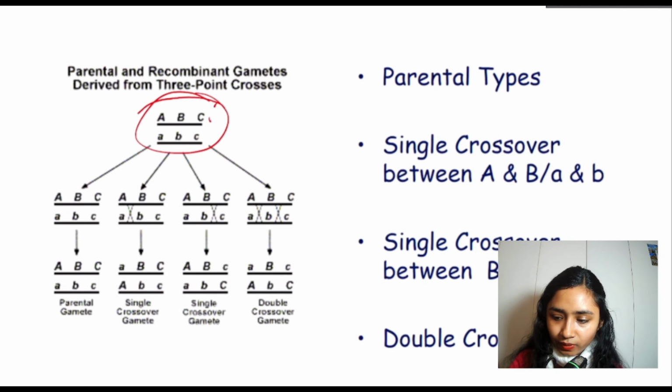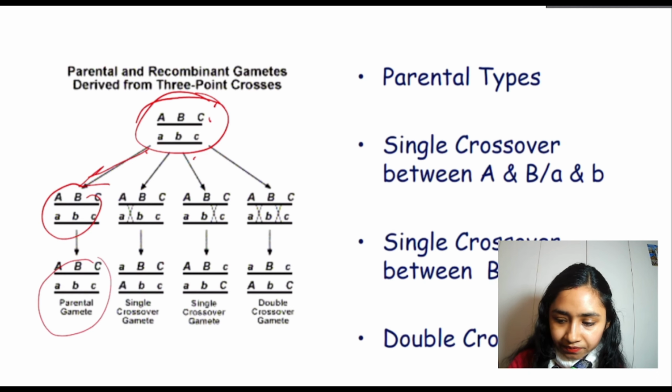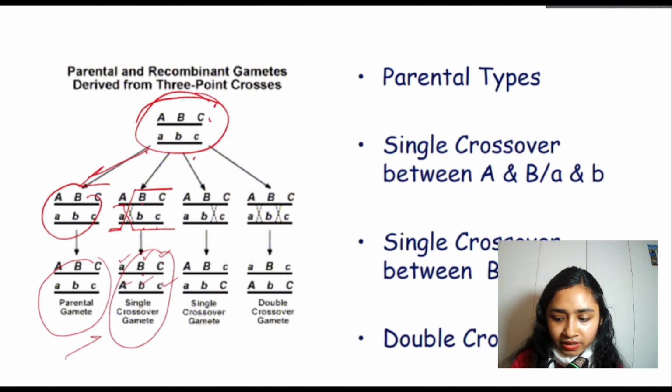Now here you can see this is one parent. From this parent, when there is no crossover, these are the parental gametes which we can get. When there is a crossing over between A and B, what type of gametes can we get? Capital A will not go with capital B, it will go down with small b and small c. So capital A with small b and small c. And next, small a will not go with small b, small c. Small a will go up with capital B and capital C. Look, small a with capital B and capital C. So there is a single crossing over event between A and B, and we could get one recombinant type of gamete.